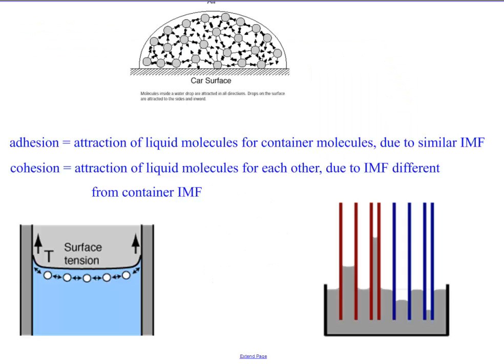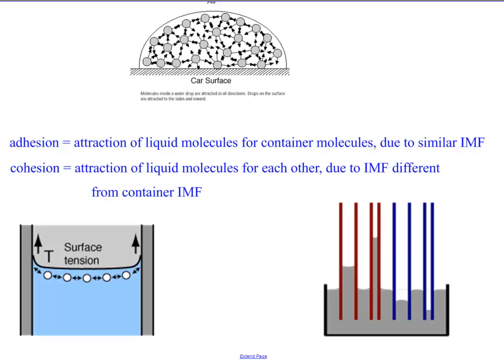Two other surface forces, or two other attractive forces, are adhesion and cohesion. Adhesion is the attraction of a liquid for the container molecules, and if there are similar types of molecules in the liquid and the container, they'll attract to each other. Cohesion is the attraction of liquid molecules for each other, due to intermolecular forces being different in the container.